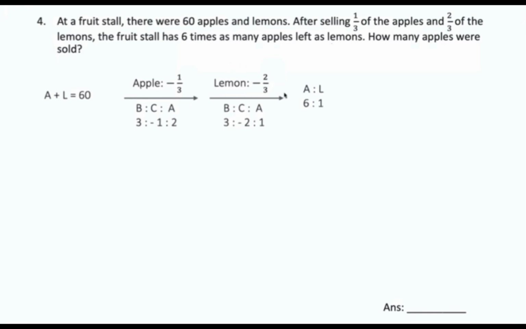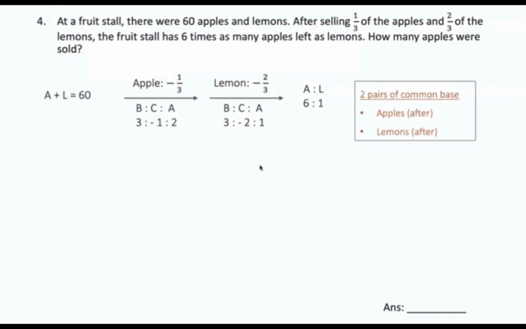Okay, those who got this wrong, did you do this? Okay, I presume you did. This is the easiest. What I'm guessing is you didn't do common base. So the common base is that the number of apples, 2 and 6, has to be the same value. Lemon, 1 and 1 has to be of the same value. Okay, apples after and lemons after.